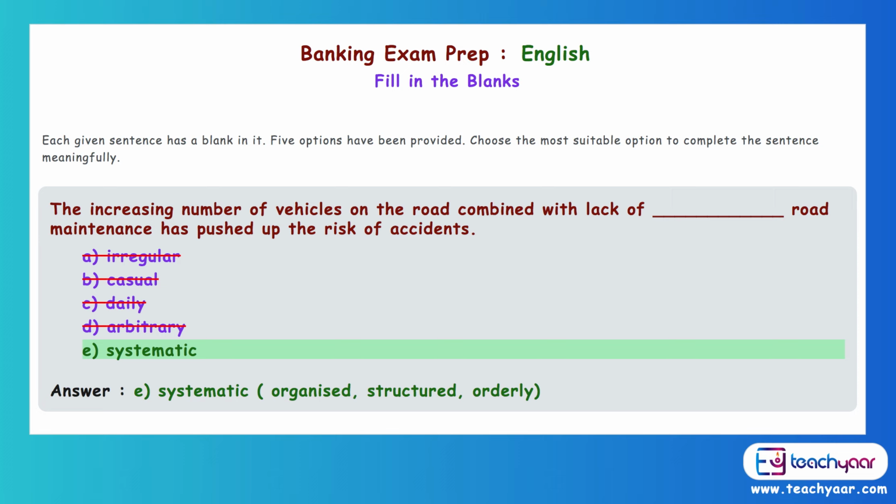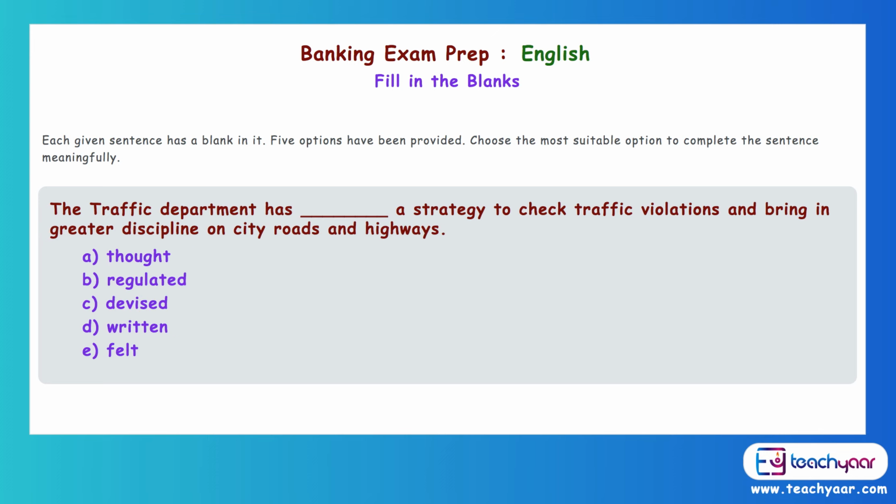And what does systematic mean? Organized, something which is very structured, orderly. So again we have learned 5 words plus 3 more. Next sentence. The traffic department has blank a strategy to check traffic violations and bring in greater discipline on city roads and highways. So what has the traffic department done? It has dash a strategy.